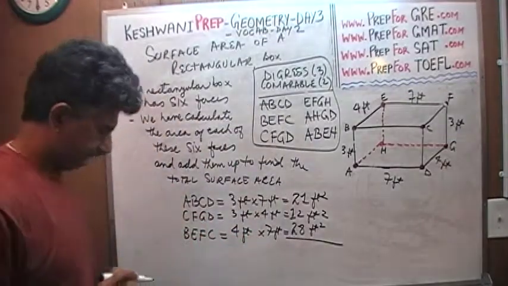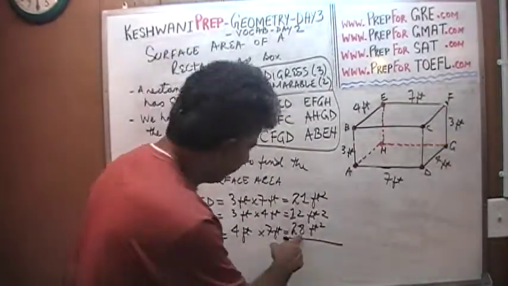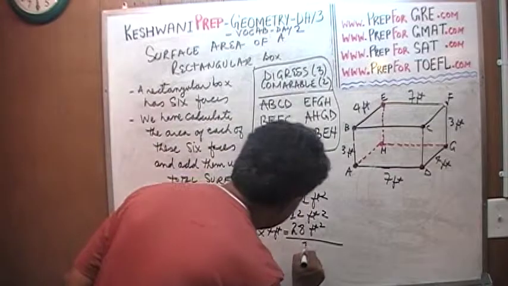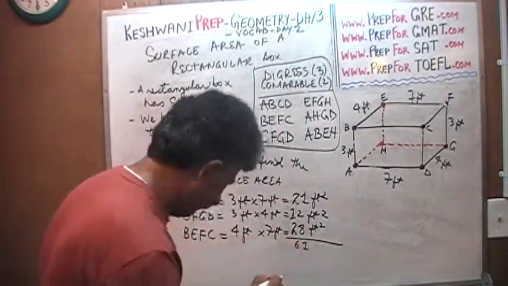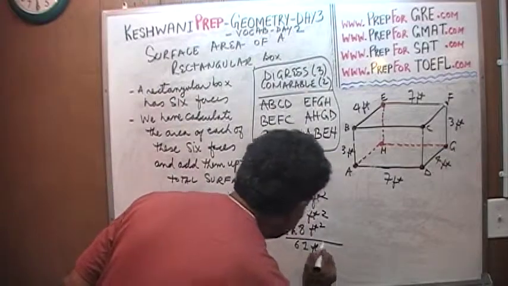Let's add them up. 8 plus 2 is 10 and 11, so that's 1. And then 5 and 6. Looks like 61 square feet.